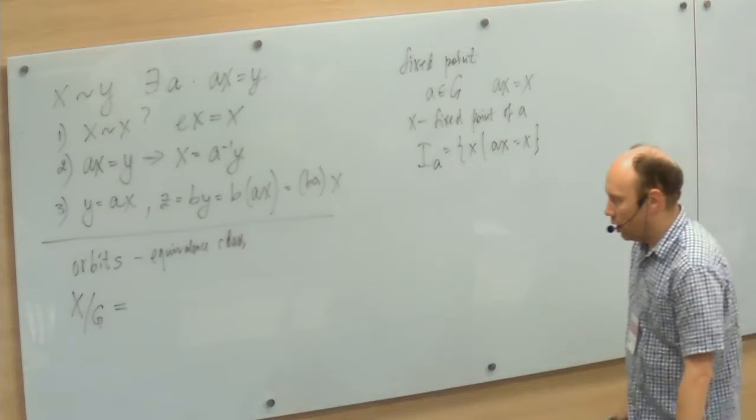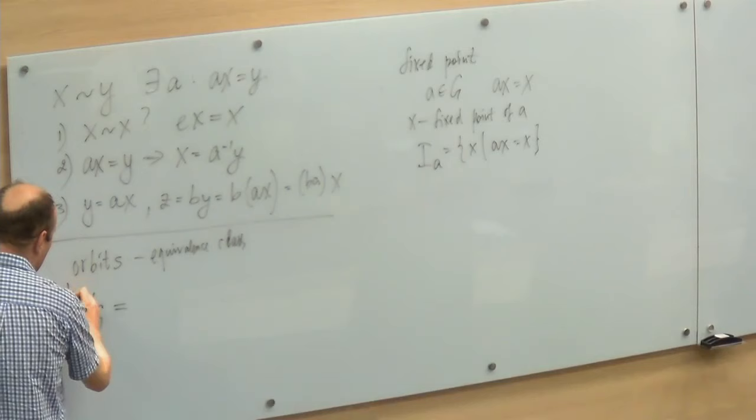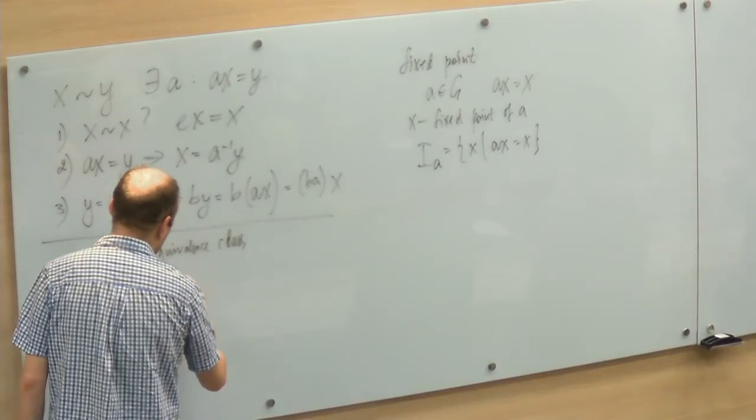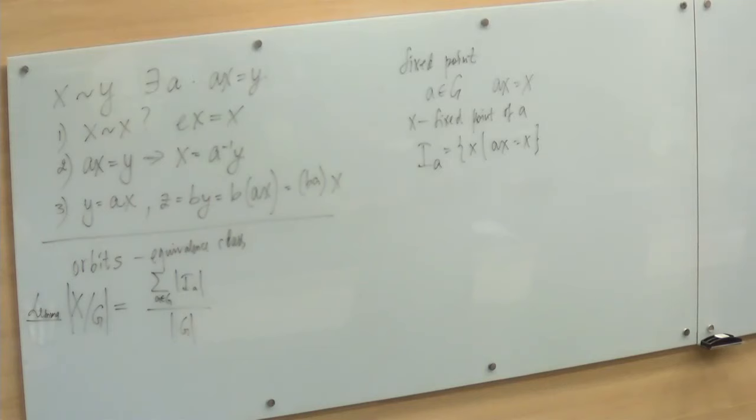And the lemma says that the number of orbits is equal to the average number of fixed points. So that's the formula.